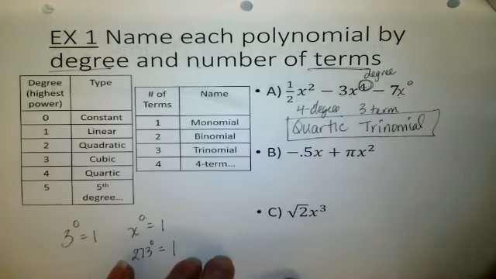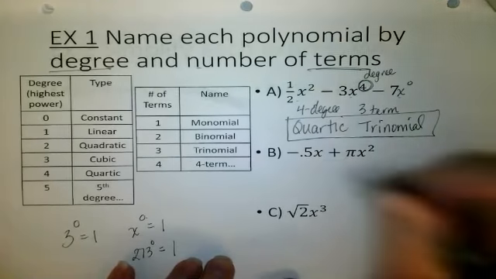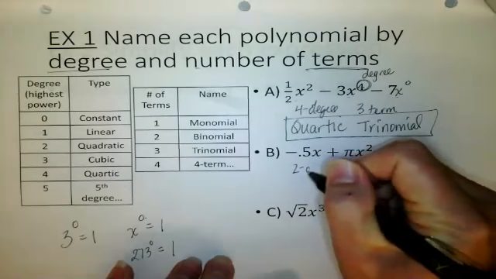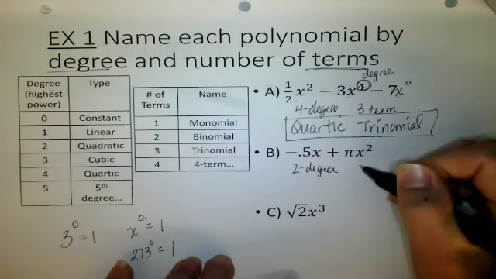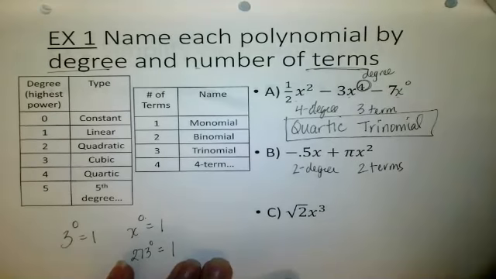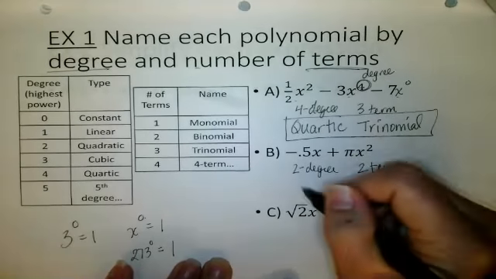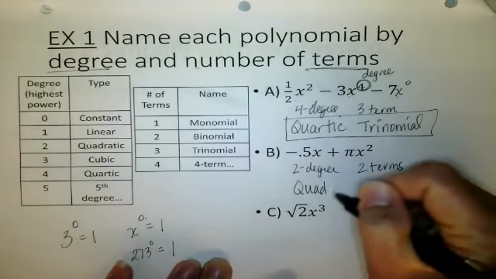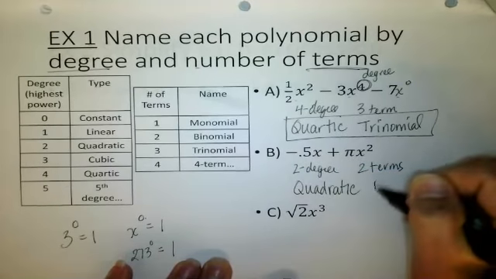Here, what's the highest power? 2. So this is a 2nd degree. And how many terms? 2 terms. So how would we classify this? Quadratic binomial. Very good. Quadratic binomial.